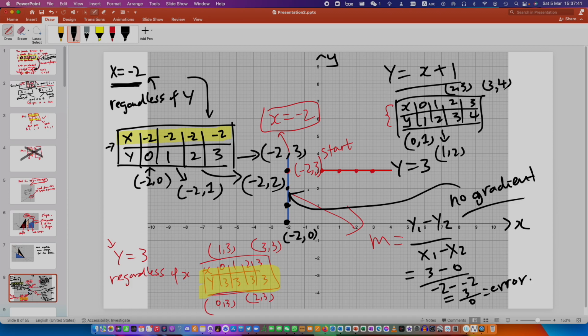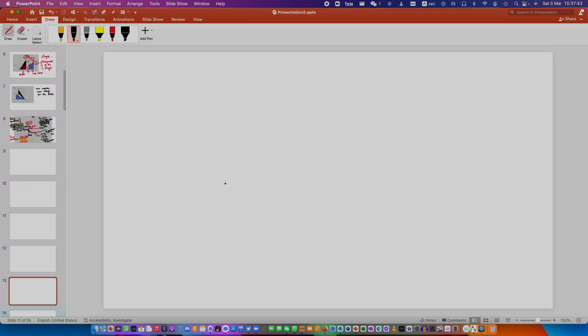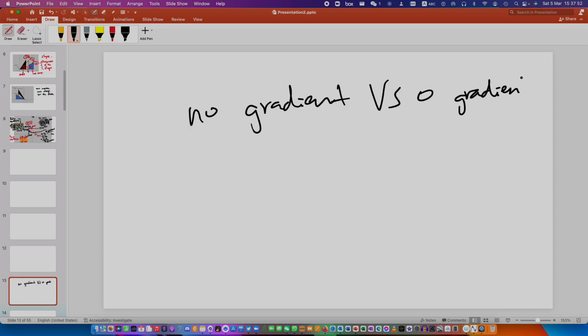What's the meaning of no gradient and 0? Are they different or are they the same? No gradient versus 0 gradient. Are they the same or are they not the same?